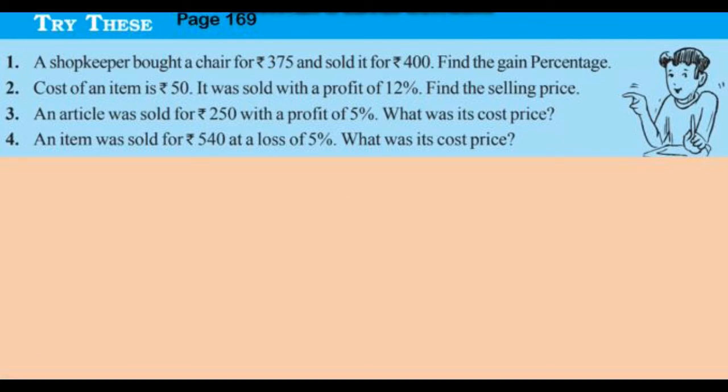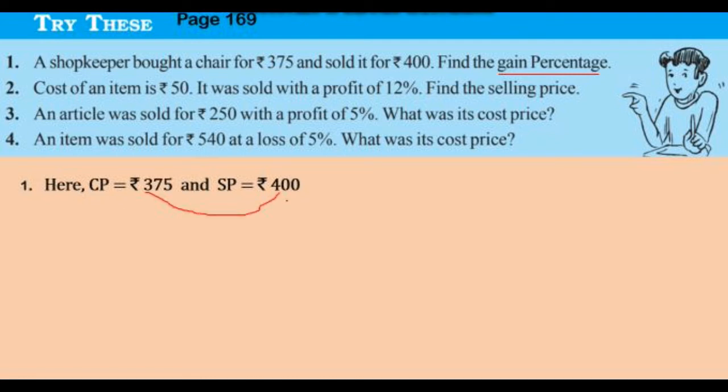Try this question, page number 169. A shopkeeper bought a chair for rupees 375 and sold it for rupees 400. Find the gain percentage. So the CP, cost price of the chair, is rupees 375 and SP is given as rupees 400. So if CP and SP are given, we have to find gain percent.